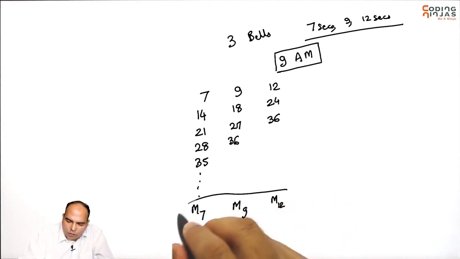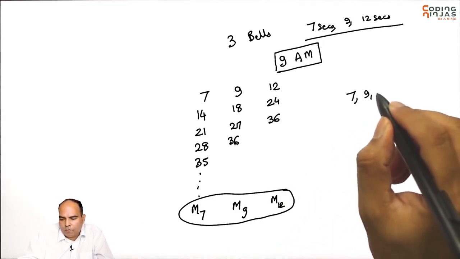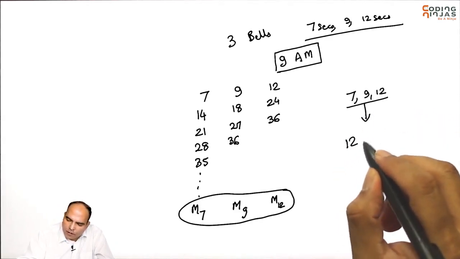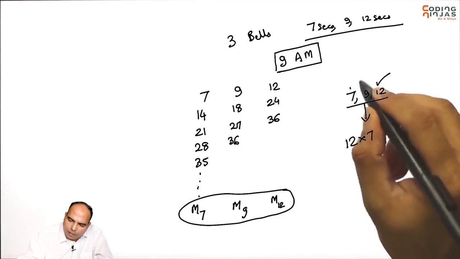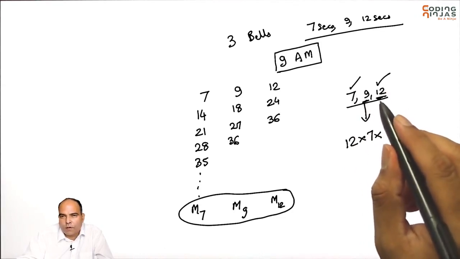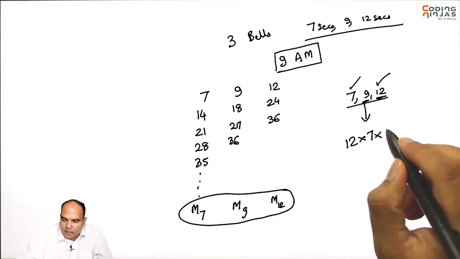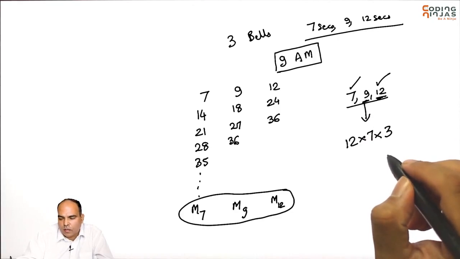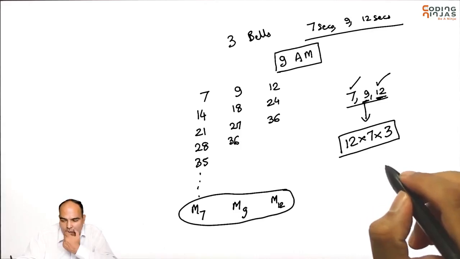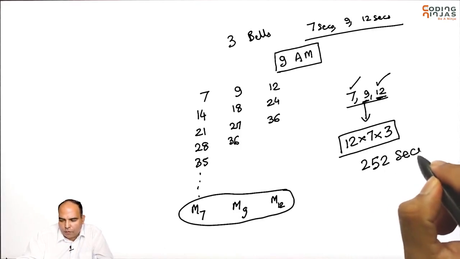So for all these bells to ring together for the first time, you need the LCM of 7, 9 and 12. As we know the shortcut, you can write it as 12 into 7, two co-prime numbers. I prefer 12 into 7 to 9 into 7 because 12 is the larger number, and I want to get rid of the larger number in the co-primes. The 9 requires an extra 3 for it to be reverse constructed from this number, and hence the value is 12 into 7 into 3, which is 84 into 3, which is 252 seconds. So they are going to ring together after 252 seconds.